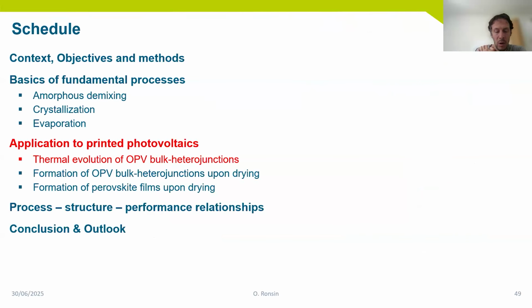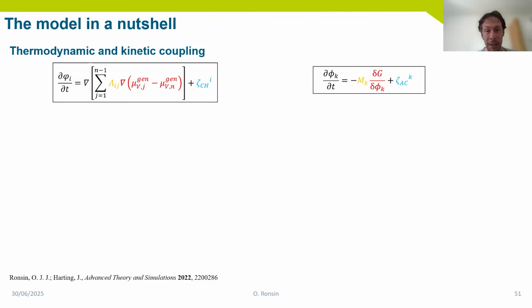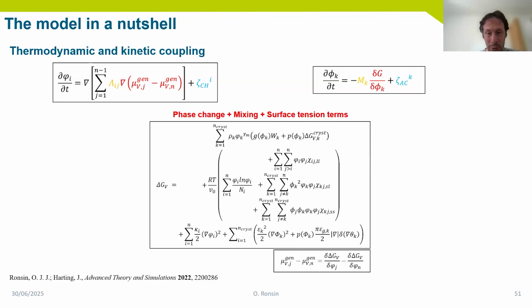So let's have a look at the equations we need. Here the point is that we need a thermodynamic and kinetic coupling between both equations, between the Cahn-Hilliard equation and the Allen-Cahn equation for the crystallization. So don't worry, the equation starts to look horrible. So this is the free energy function of the system. Don't panic, you've seen already most of the things. What I just want to highlight here is the coupling in gray.